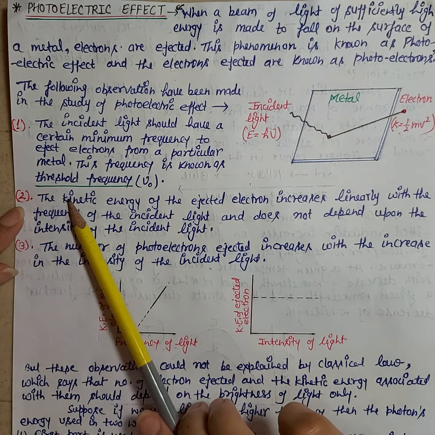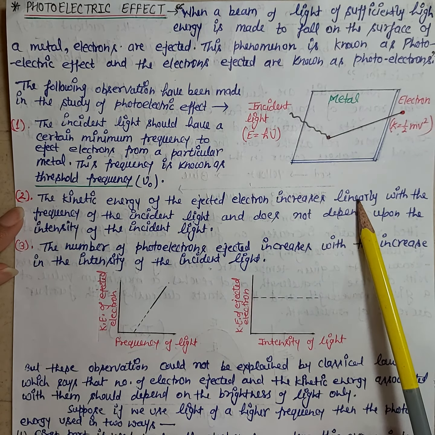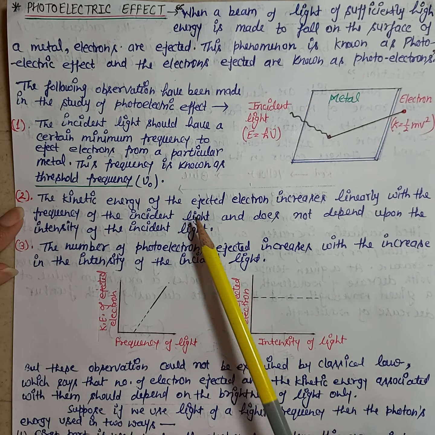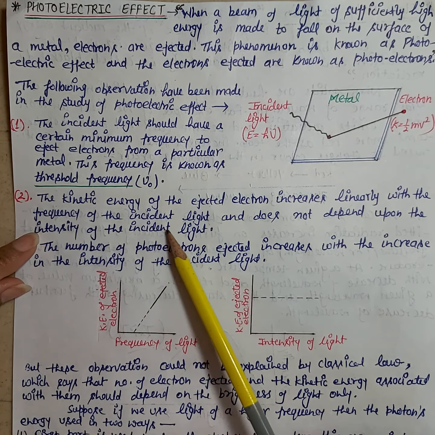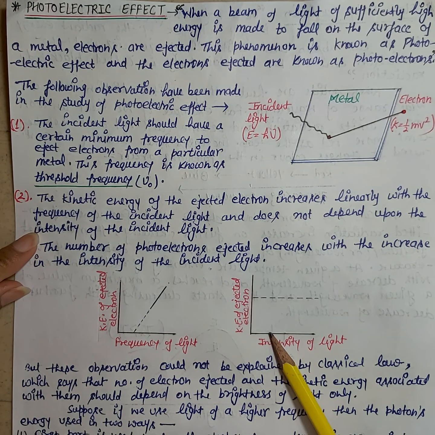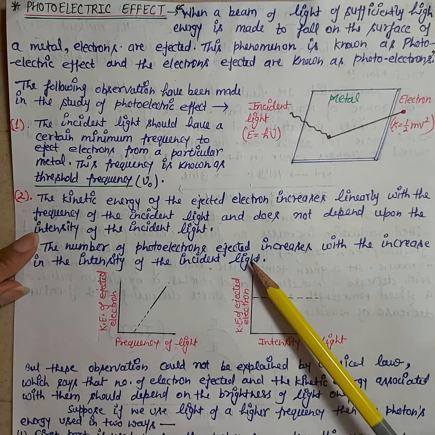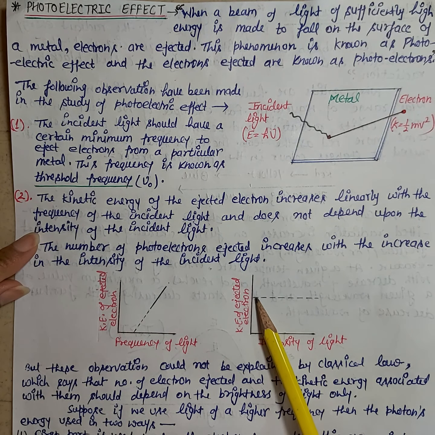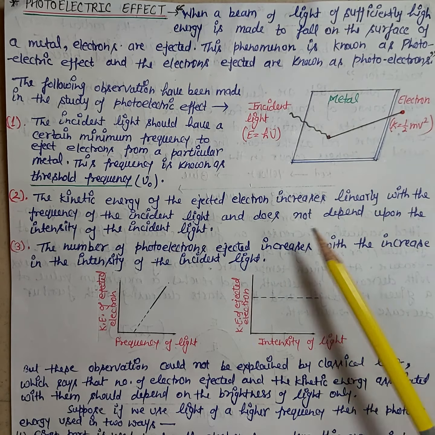So that's why the kinetic energy of the ejected electron increases linearly with the frequency of incident light, but does not depend upon the intensity of incident light, as is clear from this graph. Intensity of light I have taken here, and kinetic energy of the electron. So here we are getting a line parallel to this axis, so that's why it does not depend upon the intensity.